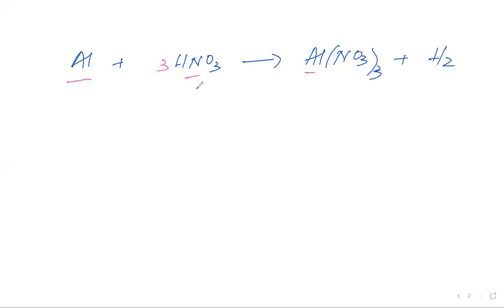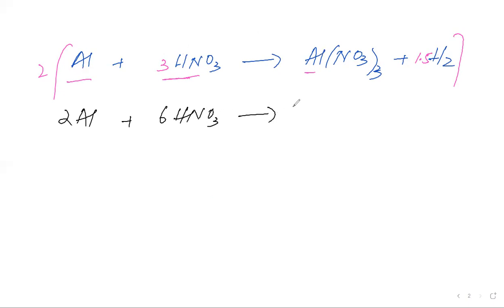Let's write 3 here. Nitrogen atoms have become balanced, and now the turn of hydrogen has come. Hydrogen is 3 at the reactant side, but 2 at the product side. So once again, we have two options. Either we multiply hydrogen with 1.5 or we multiply the whole equation by 2. This will make the equation 2Al plus 6HNO3 gives 2Al(NO3) whole thrice plus 3H2. So this equation is also balanced now.